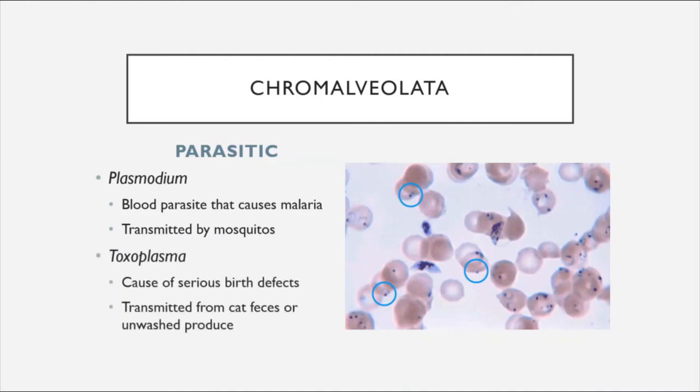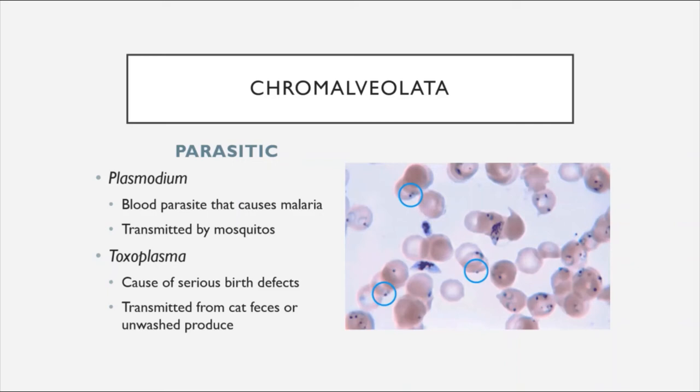Toxoplasma is another genus within this supergroup that is parasitic, and it is the cause of a disease called toxoplasmosis, which results in serious birth defects when a woman acquires a primary infection with this parasite when pregnant. Surveys indicate that a lot of people in the U.S. have antibodies against toxoplasma. And so there are a lot of people who probably have a latent infection with this parasite. However, the time when it becomes a problem is when a woman is pregnant.